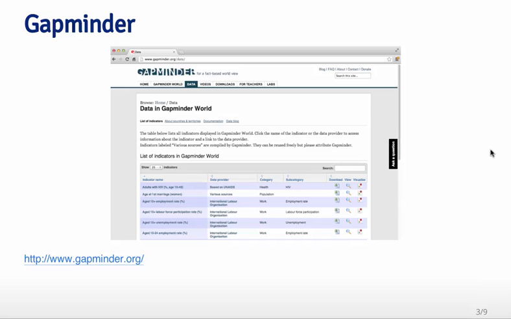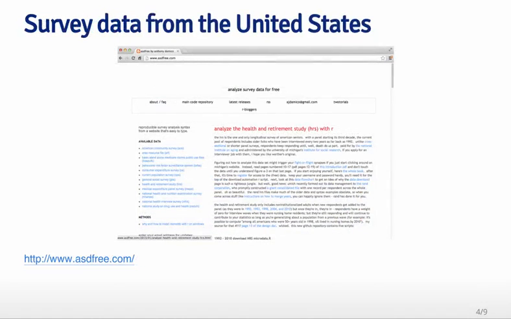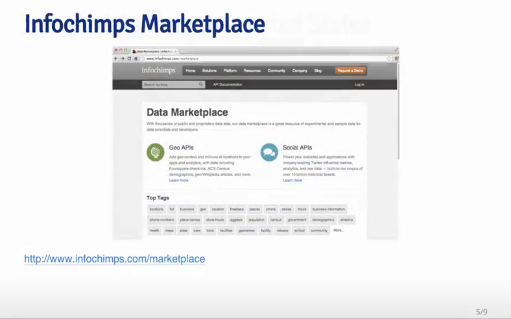Gapminder is another website that has a lot of data about development in particular and human health. There's a large number of data sets available on that website, which is gapminder.org. You can also get survey data from the United States. This website gives you a lot of information about how to actually access the surveys and process them in R. It's really nice because the surveys are often very big and unwieldy, and this website gives you a lot of information on how to access them.